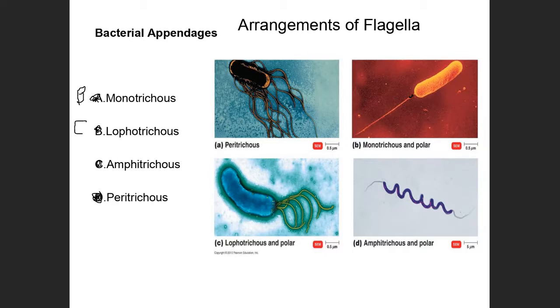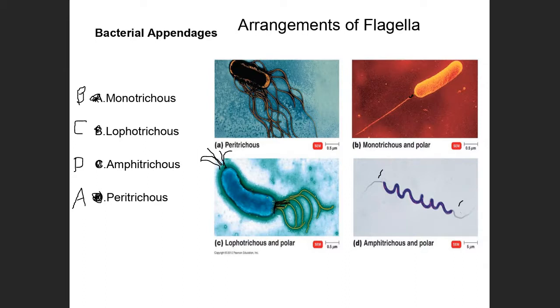Lophotrichous means you have a tuft of flagella at one polar end, and it's represented by C, right? Now it can have a tuft of flagella at one polar end, or it can have a tuft of flagella at both polar ends, right? They used to have different names, but now they have the same name. It's called lophotrichous, okay? Amphitrichous, represented by D, means that the organism has a single flagella at both polar ends, okay? And then peritrichous, represented by A, means that it has flagella that surround the entire cell, right?